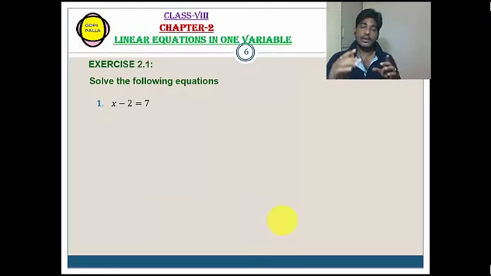exercise problems, based on the previous example we have studied now. There is an equation given in the first problem: x minus 2 is equal to 7. This is an equation because the equality symbol is available, and there are two expressions, the left hand side expression and the right hand side expression.